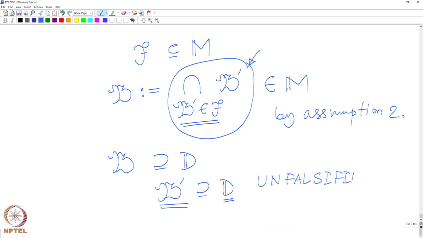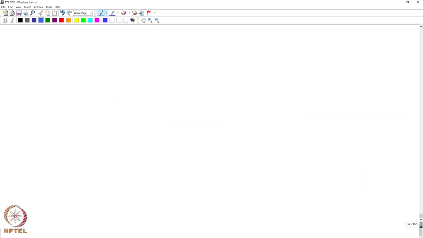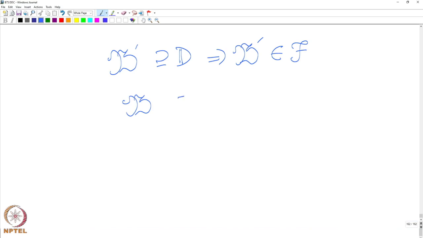Why is it most powerful? Yeah. So, suppose there is a B prime that contains the data. This implies B prime belongs to this family. So, that means this B, which is by definition the intersection of all B prime in this family, yeah, to distinguish, let me call one of these a B hat.